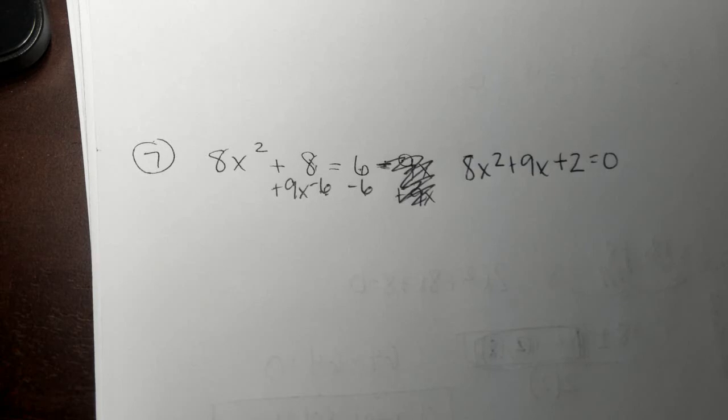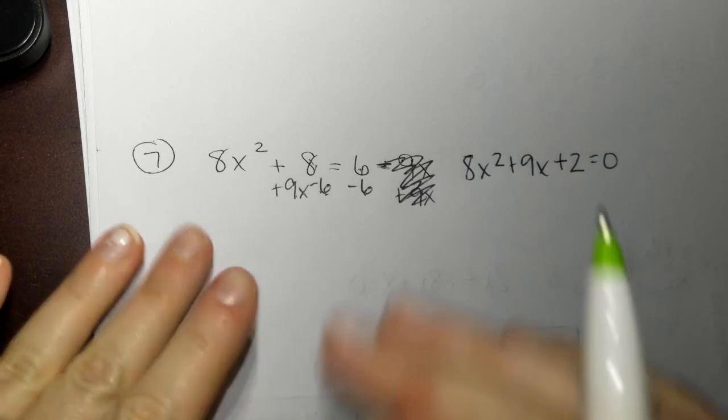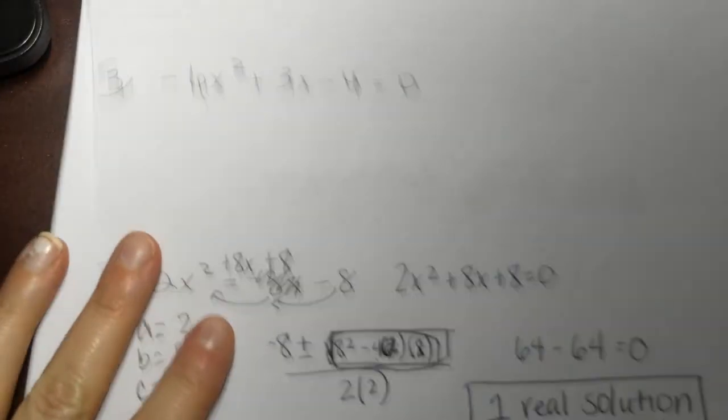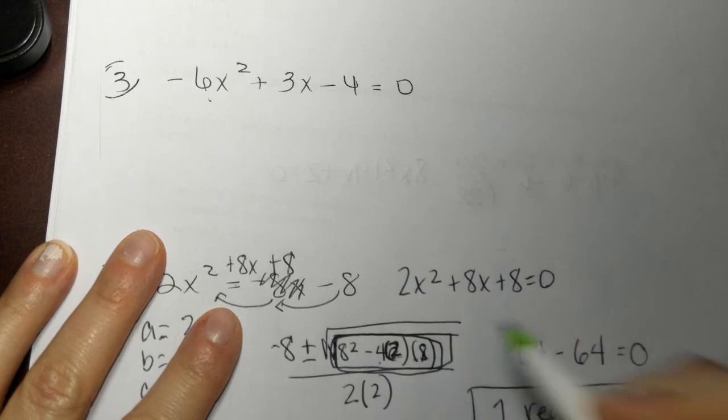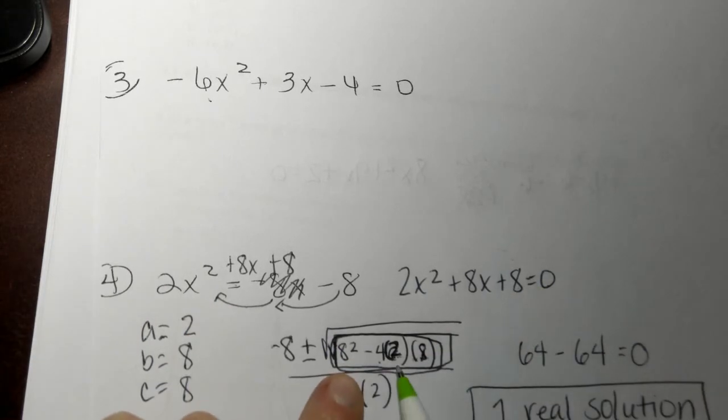And remember, on this homework, you're only checking for that b squared minus 4ac part. This part inside the square root, the radical, you want to see if it's greater than 0. If it's a positive number, it's going to have 2 solutions, and that's where you stop. You don't have to solve it. If it's less than 0, it's going to have 0 solutions, and if it's 0, then it's 1 solution.